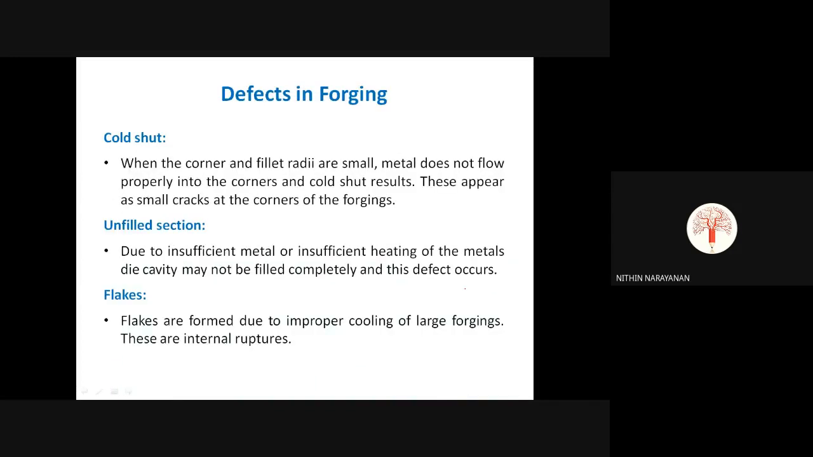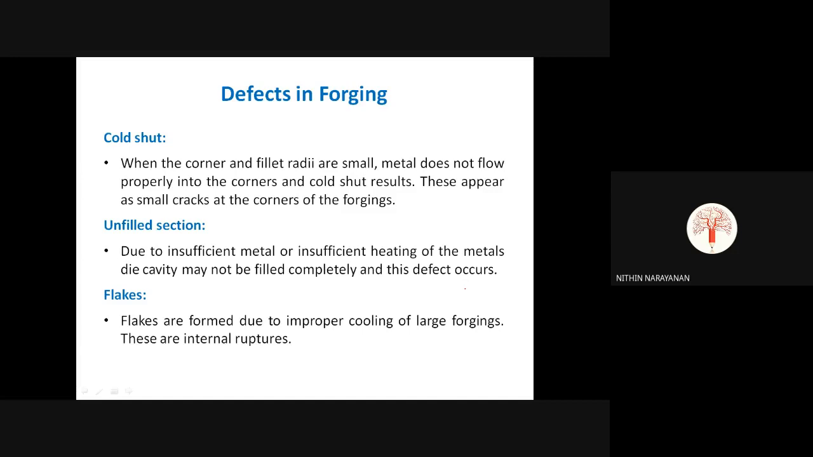Next one is defects in forging. What we have discussed in rolling, welding and other processes, there are also defects in the forging process. These are some of the defects. One is cold shut. That is, when the corner and the fillet radii are small, metal does not flow properly into the corner and a cold shut results. These appear as small cracks at the corner of the forging.